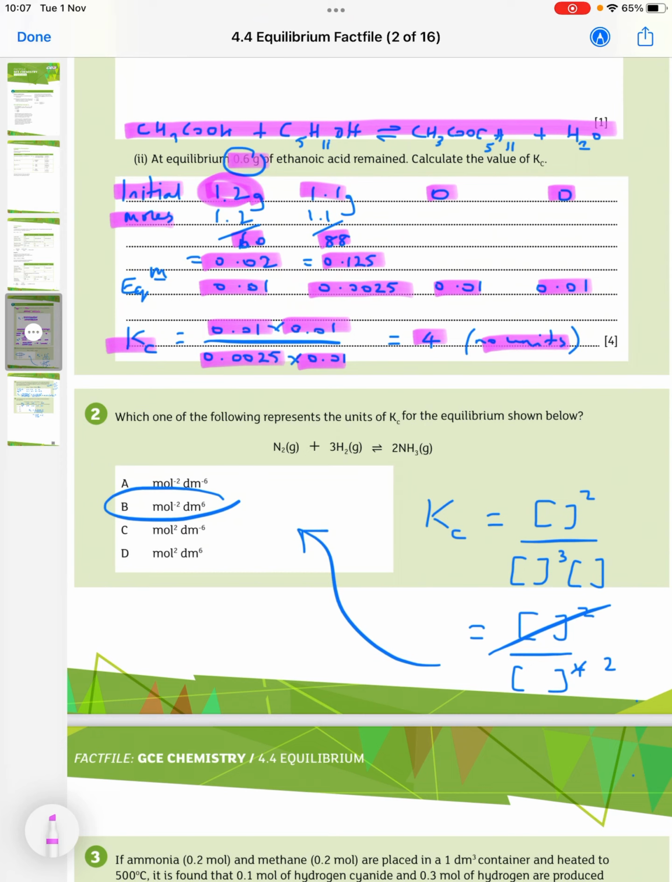Number 2, which one of the following represents the units of Kc for the equilibrium shown below? It's just the equation for the Haber process. So looking at this, we have 2 moles of product, so it's concentration squared, and we have 3 moles of the hydrogen and 1 of the nitrogen, so it's concentration squared over concentration to the power of 4. So we get rid of the 2 on the top, and that leaves us with concentration squared on the bottom. So that'll be mol to the minus 2 dm6, which is B.